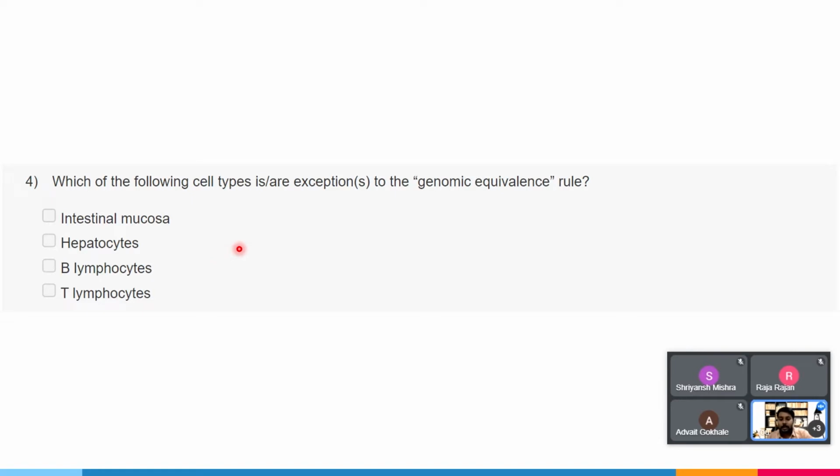The next question is, which of the following cell types are exceptions to the genomic equivalence rule? The options are intestinal mucosa, hepatocytes, B lymphocytes, and T lymphocytes. So the first thing we have to know is what is the genomic equivalence rule. Anyone wants to try and answer the question? What exactly is the genomic equivalence rule?